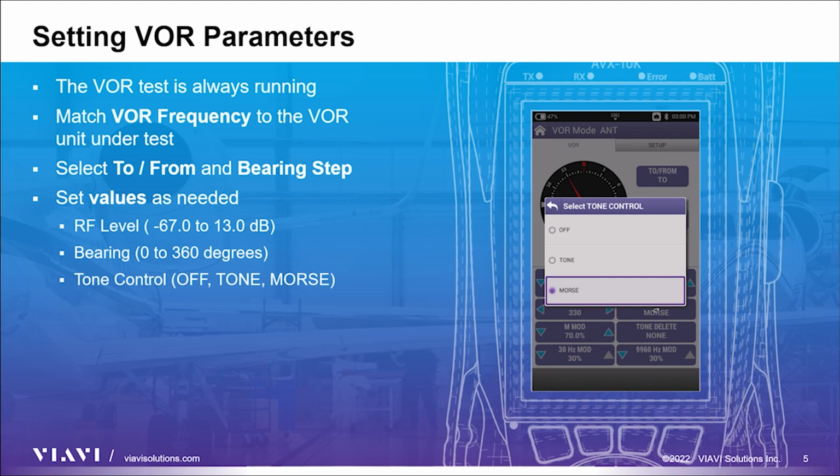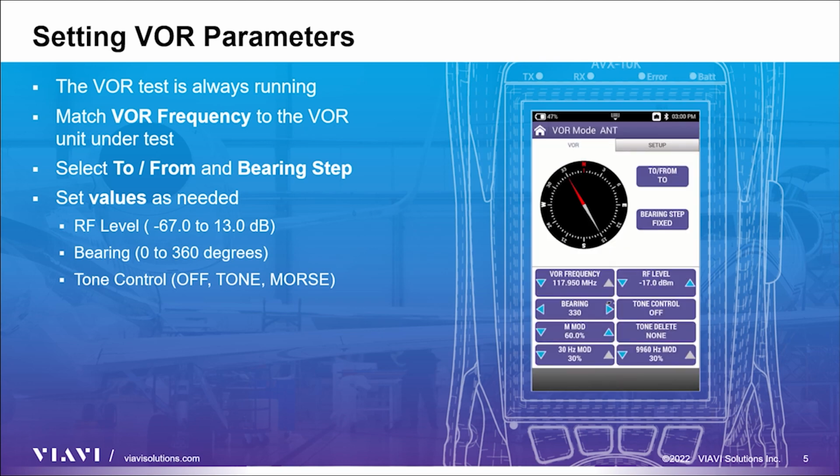Tone control provides options of off, tone, and Morse. Tone will output a continuous tone, and Morse will output the characters defined in the setup. Tones are sent out every 37 seconds.